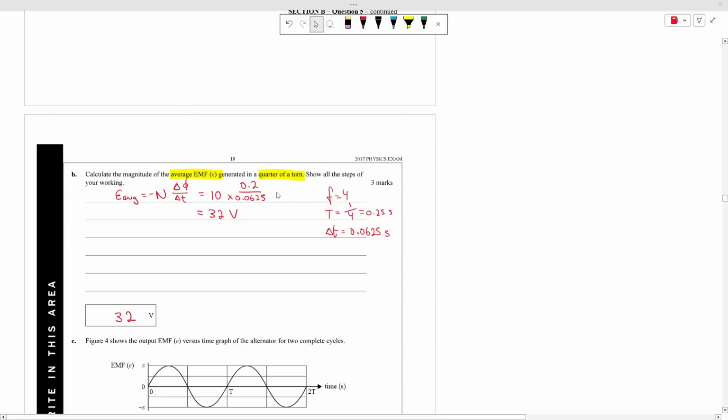So show all your steps. We've got all our steps. There's our formula. Putting your numbers in. Another step would be showing where you got that number, I think. Just play it safe and put that calculation on the side there.